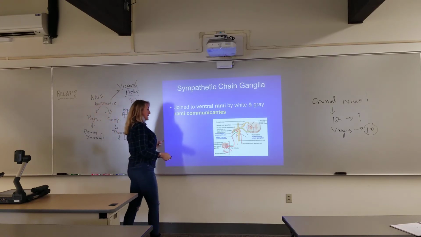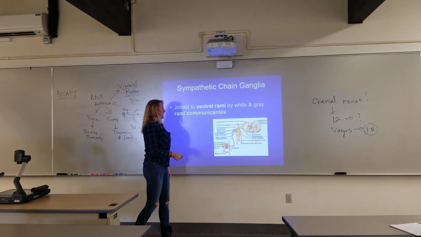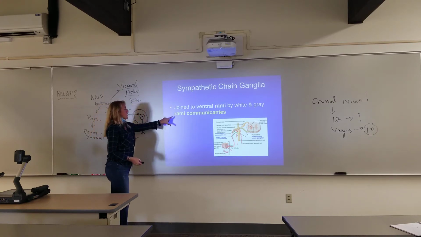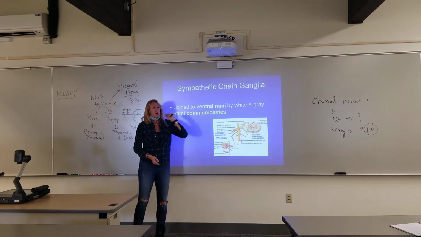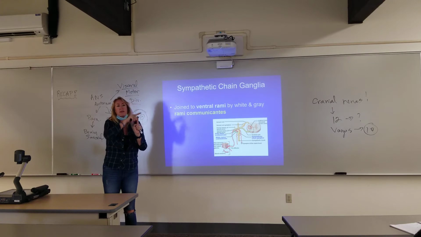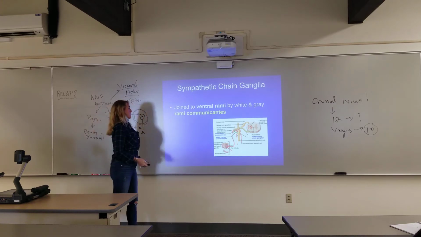In this case, it's skin. It's going out to the blood vessels in the skin, it's going out to the arrector pili and sweat glands in the skin. Okay? So rami communicantes allow the preganglionic neuron to exit the ventral root and then follow their own pathway to go out to the rest of the body.